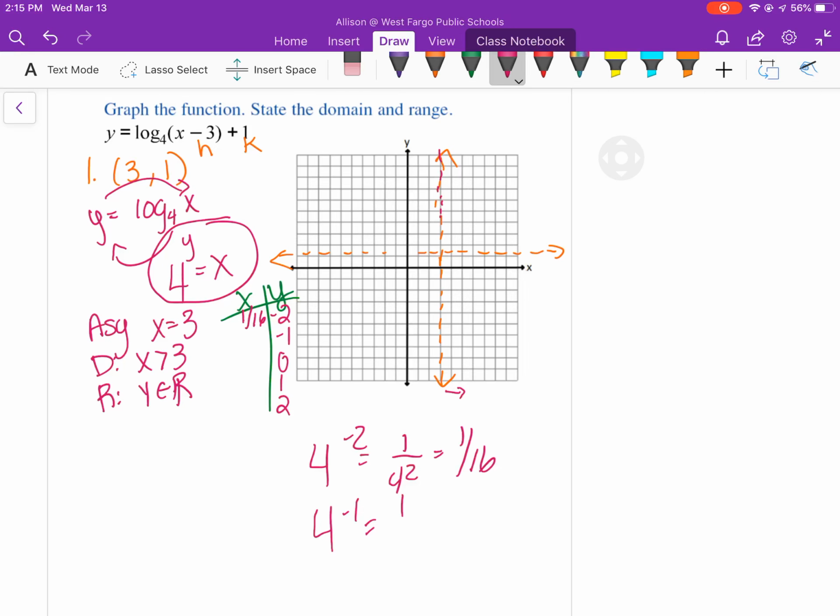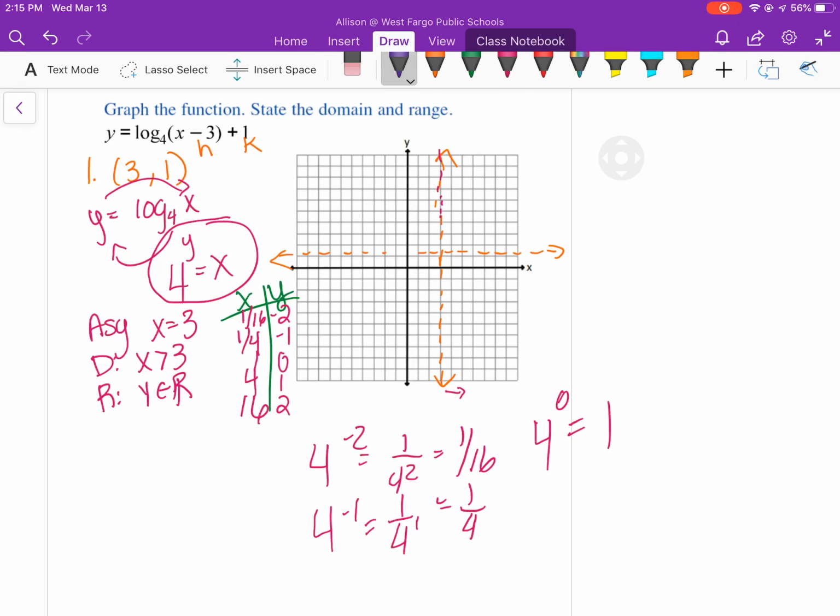4 to the negative 1, 1 over 4 to the first is 1/4. You can change those to decimals if you'd like, but I'm just going to approximate them when I graph it anyway. 4 to the 0 is 1, 4 to the first is 4, 4 squared is 16.